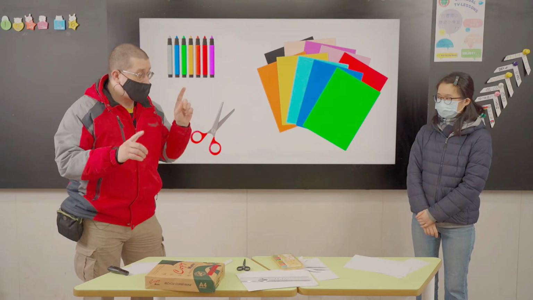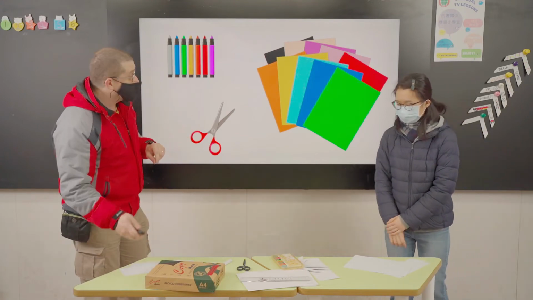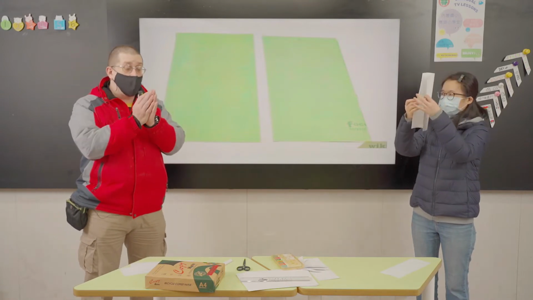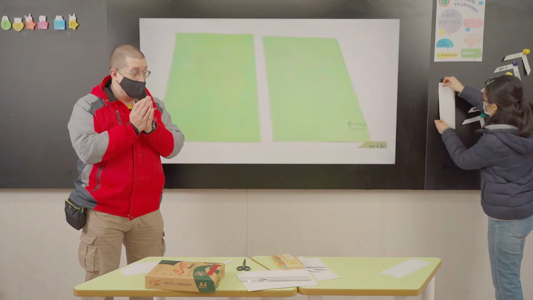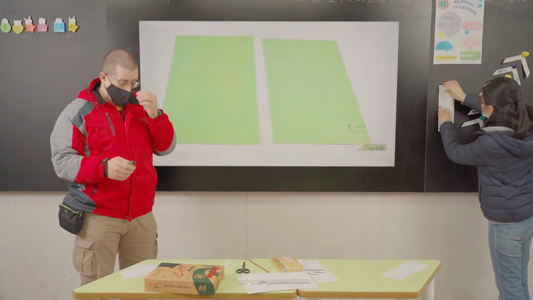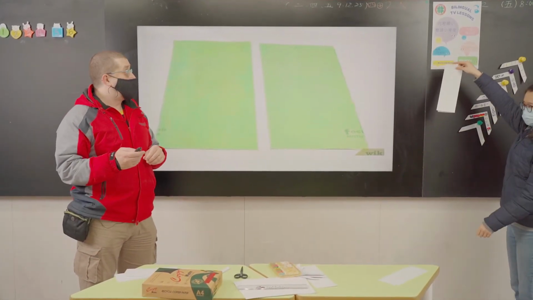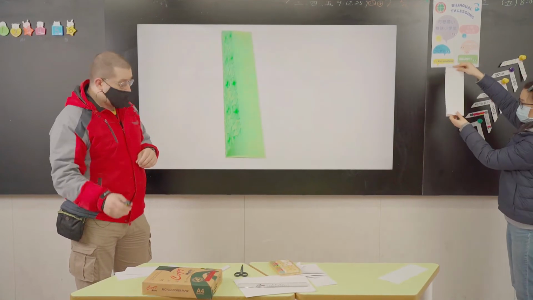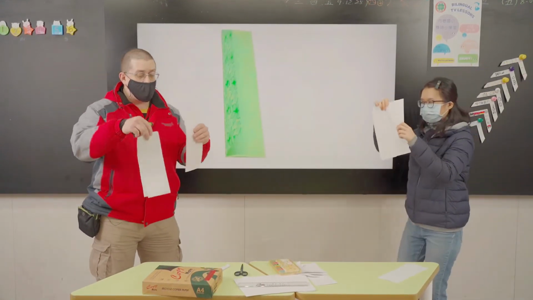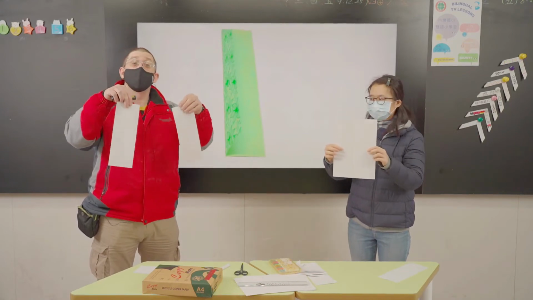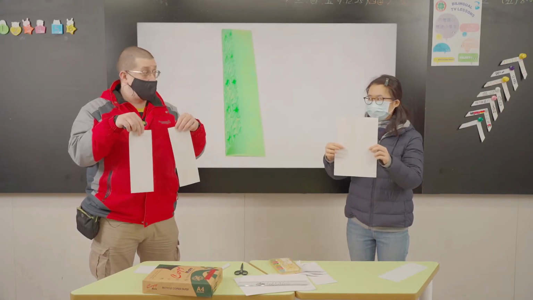First thing we're going to need to do is take our piece of A4 paper and fold it in half. After you've folded it in half, you can cut it into two smaller pieces. You should use scissors to cut it into two smaller pieces.